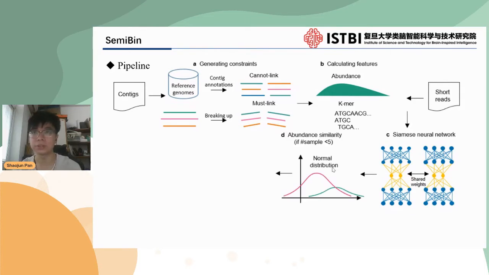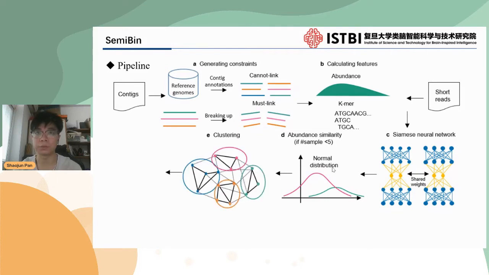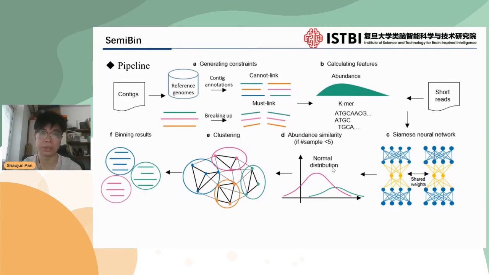In the next part, if the number of samples used here is smaller than 5, SemiBin assumes the number of reads per base follows a normal distribution, and calculates the Kullback-Leibler divergence as abundance similarity between contigs. Then SemiBin generates a graph with the embedding. Later, a community detection algorithm is used to get the binning results.